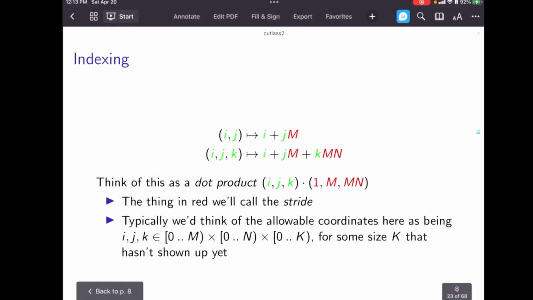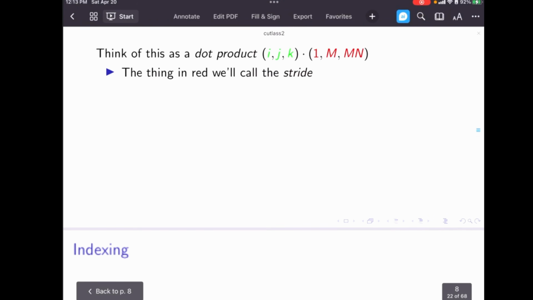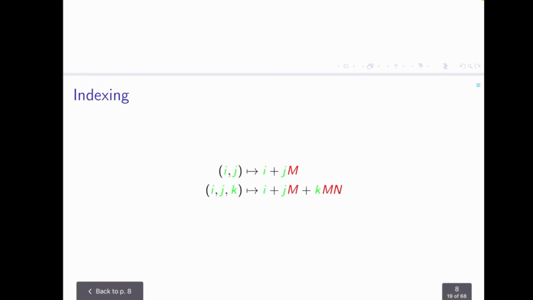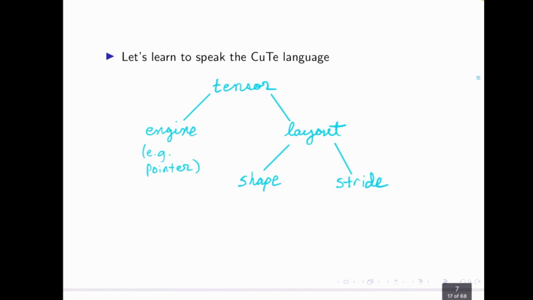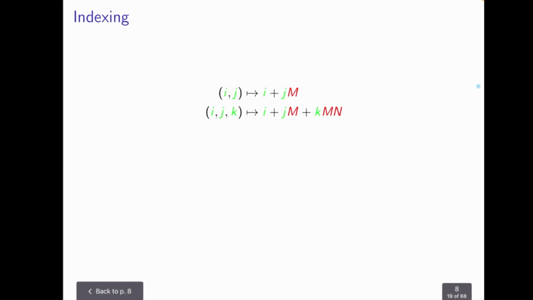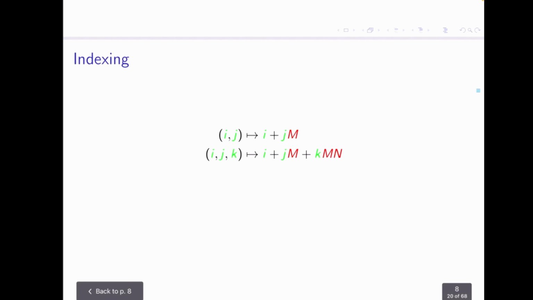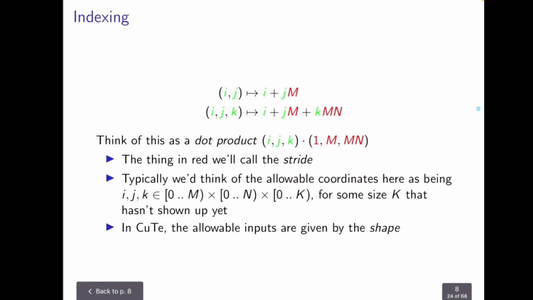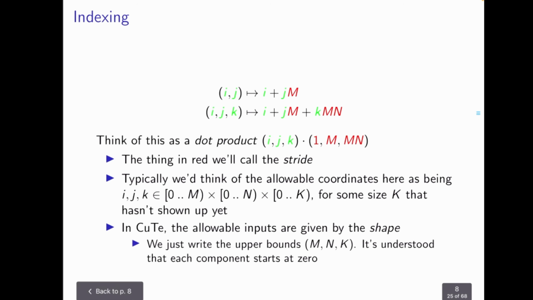Just to back up to our picture a moment ago, these tensors are composed of an engine, which is the pointer, and then the layout, which is the shape and the stride. Both the shape and the stride are nested integer tuples, and we're going to have the shape represent the allowable input coordinates, and the stride is that red thing. So the stride is how you go from a coordinate to a memory offset, which allows you to get the information that you want to access.